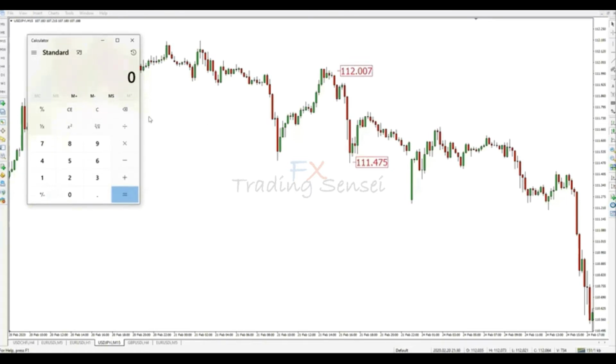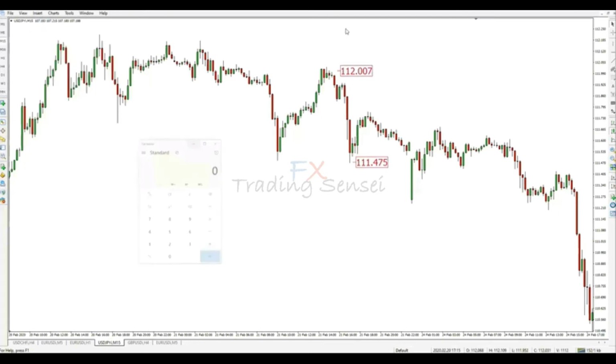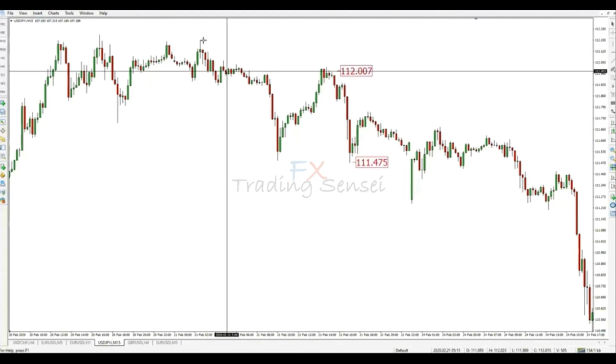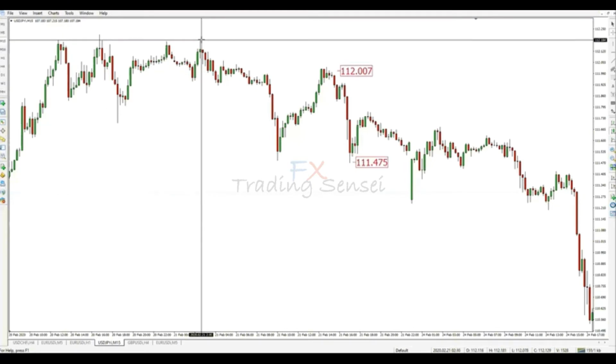Now, there's one other way that's very simple using the platform itself. On the crosshair tool, once I touch the tool, it looks like a crossbar. Once I touch it, notice it says crosshair. If I left click to select and I drag it, I'm just going to use here as an example, from this point to this point. So I'm left clicking and dragging. So let's say I wanted to know how many pips were between those 2 points.